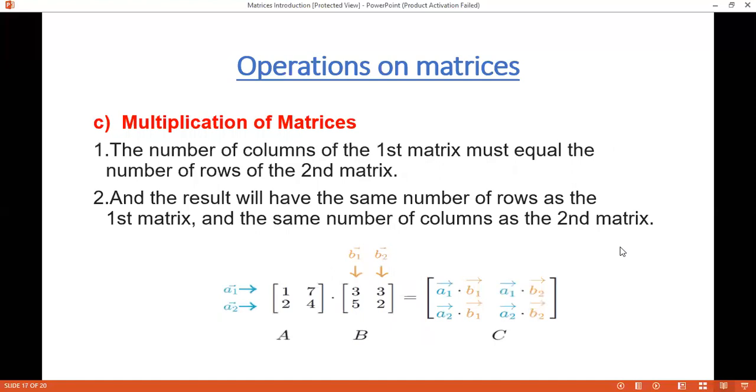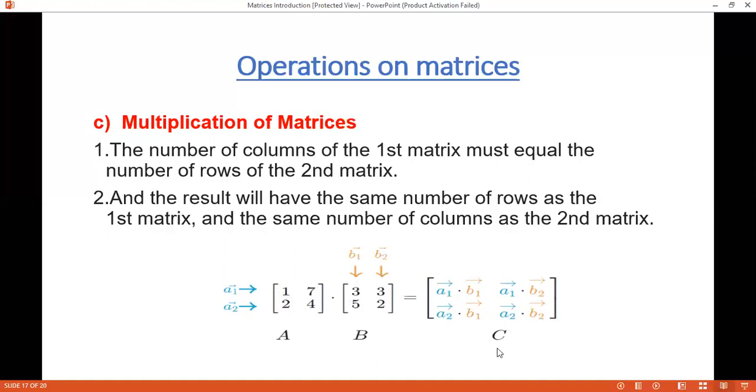Now the most complicated in the matrices is the multiplication of matrix. Two conditions must be satisfied. The number of columns of matrix 1, in this case, must be equal to the number of rows of the second matrix. In this case, it contains 2 rows and 2 columns, and it also contains 2 rows and 2 columns. So the first point is satisfied. Now the second is, the result will have the same number of rows after the multiplication.